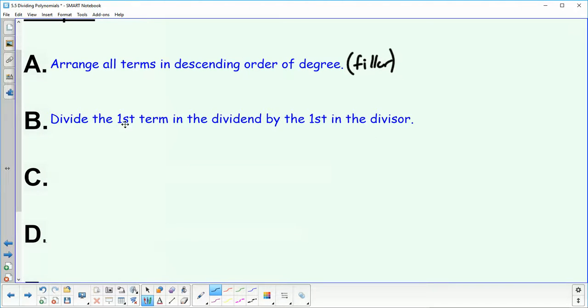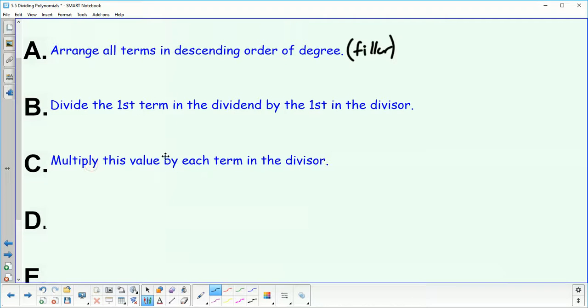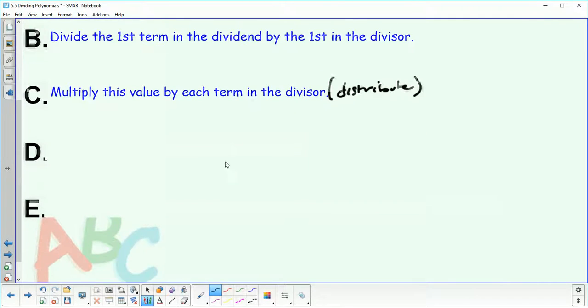The next step is to divide the first term of the dividend by the first term of the divisor. So that means your first term on the inside by the first term on the outside. Part B, we write that value above the box, and then multiply this value by each term in the divisor. So really here what I mean is distribute that. And you'll see a little more detail of that in a minute.